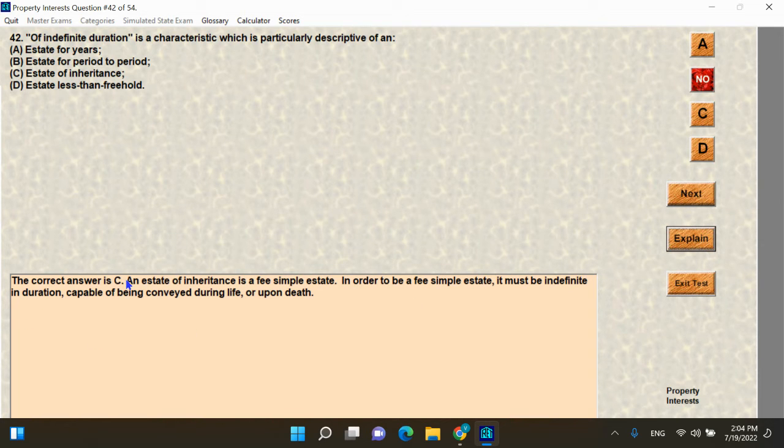The correct answer is C, estate of inheritance. The explanation is an estate of inheritance is a fee simple estate. In order to be a fee simple estate, it must be indefinite in duration, capable of being conveyed during life and/or upon death.